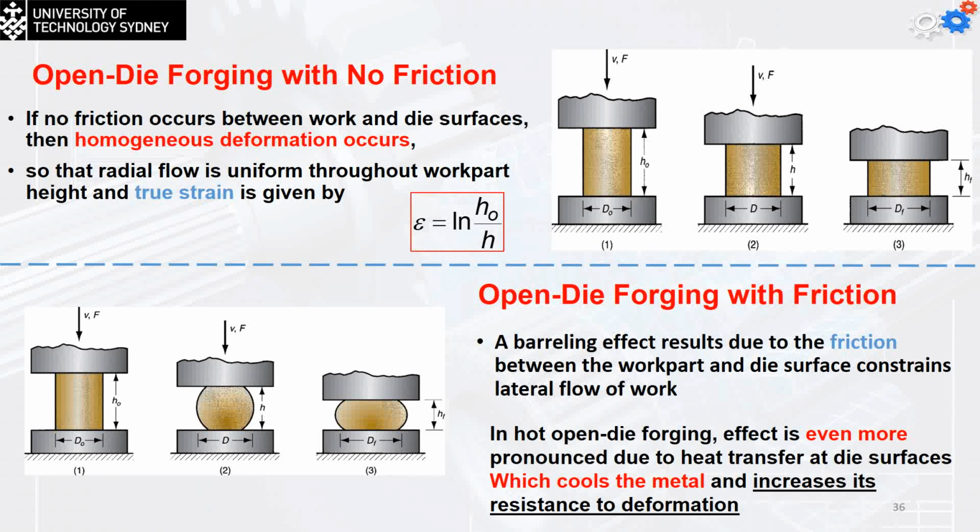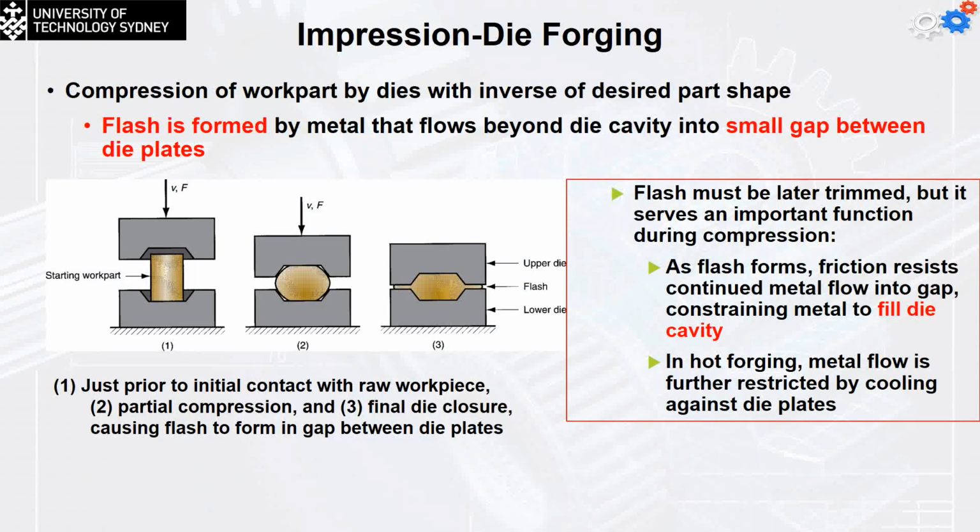The impression die forging now is not going to be a flat die. In this case, it's going to have a negative shape of the part I would like to make. I can show you in the next video as well. The compression of the work part flows into the dies with the inverse of the desired part shape. In this case, we are going to have flash occur, from the metal that flows beyond the die cavity into a small gap between the die plates. Actually, they were designed to stop at a certain height to allow for the flash to be present. The flash must later be trimmed, but it serves an important function during the compression.